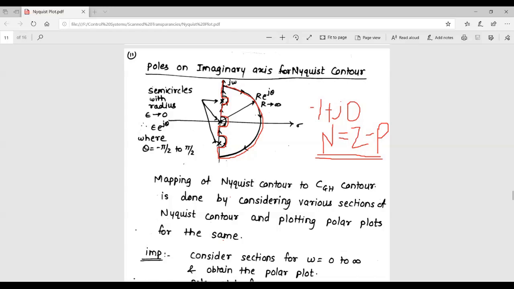We will end this module here, and in the next module, we will try to solve one example. I suggest you revisit all the definitions and concepts that we have learned, and please try to put it together, understanding the mapping theorem and Nyquist criteria. Okay, thank you.